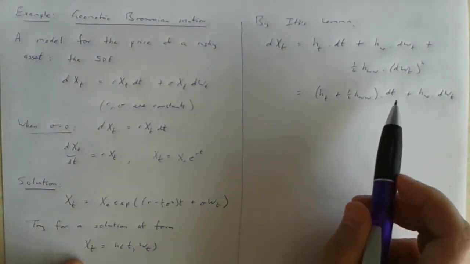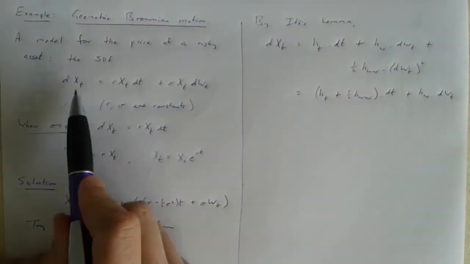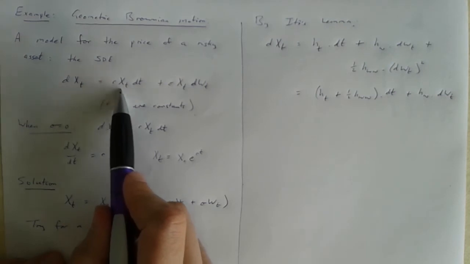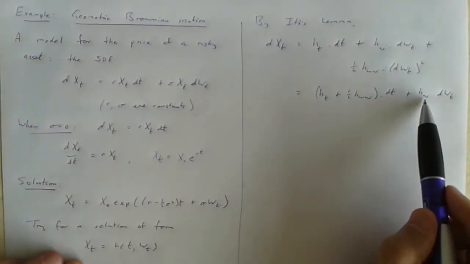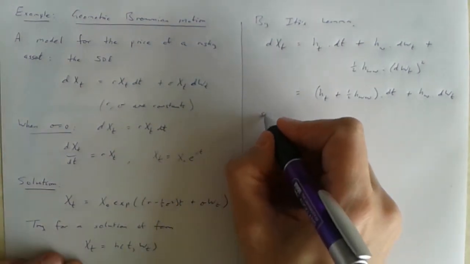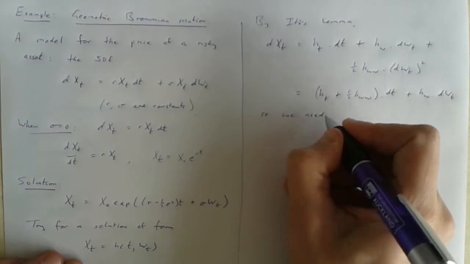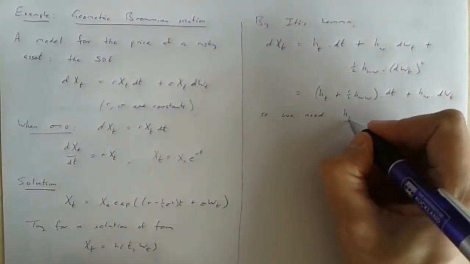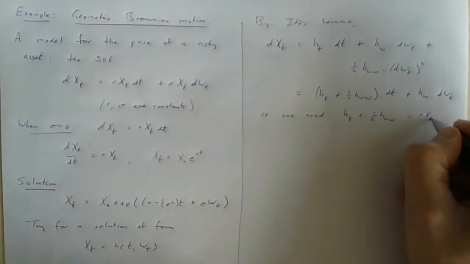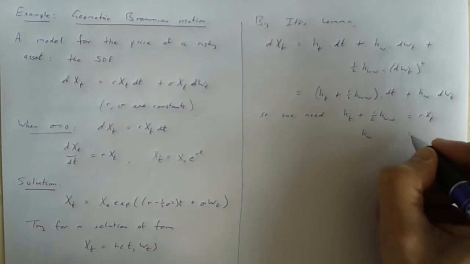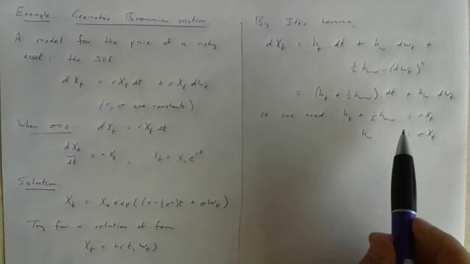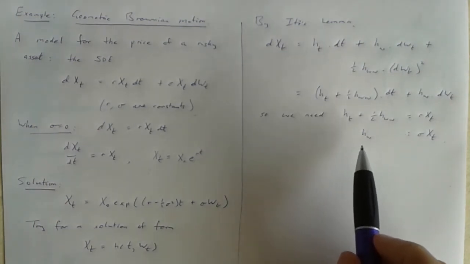And we're trying to make Xt satisfy this equation. So what we want is for this thing to be that, rXt, and for the thing that goes here, the hw, to be sigma Xt. So these are two equations that we can hopefully solve to find out what h is.